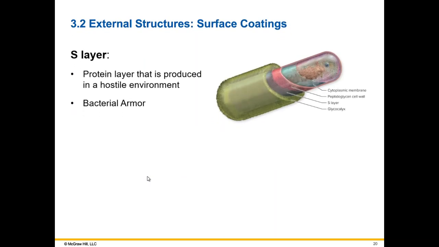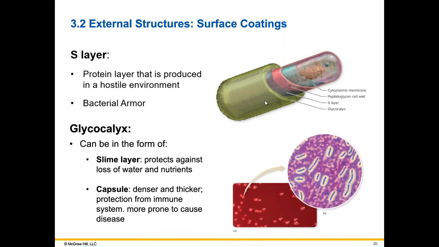All right, let's move to our external structures, the S layer. That is this one right here in that, I would say, blue color. It is a layer of proteins that can be produced by some bacteria if they're in a hostile environment. That means if it's a really dry environment, if it's nutrient depleted, etc. This kind of acts like a bacterial armor. And again, not all bacteria have them, some do. The glycocalyx can be in two different forms, a slime layer or a capsule. That's going to be the external green layer.